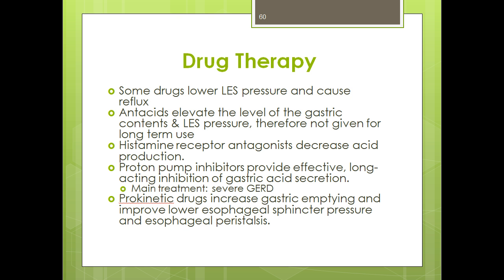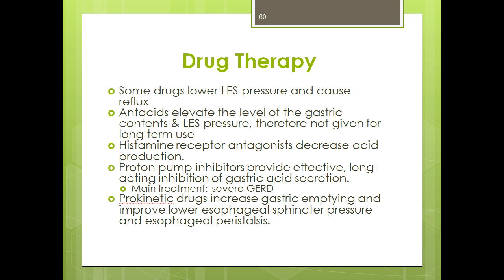As far as any type of drug therapy that is related to lowering the lower esophageal sphincter pressure and causing reflux. Antacids elevate the level of the gastric pH and LES pressure. Therefore, you're not going to give them for long term use. They'll use it quickly, but not as something you're just going to be managed on.